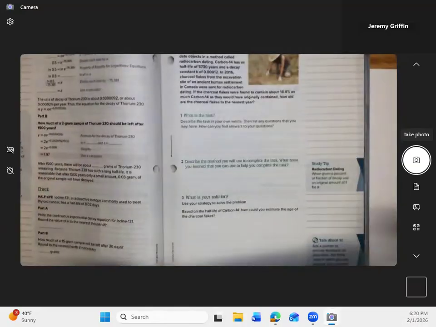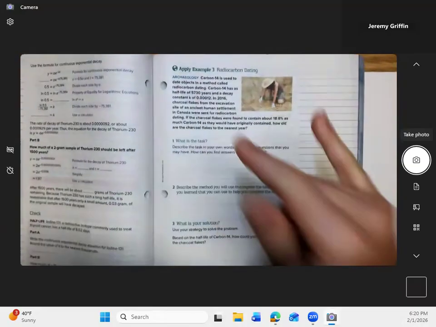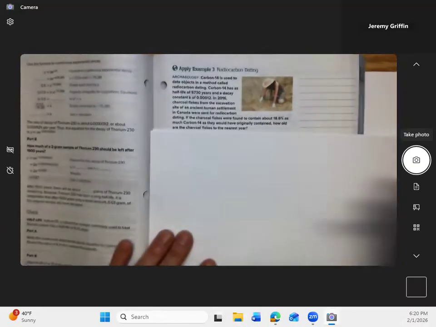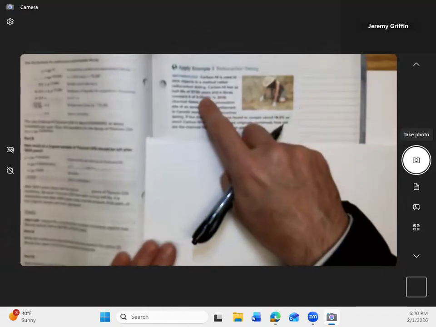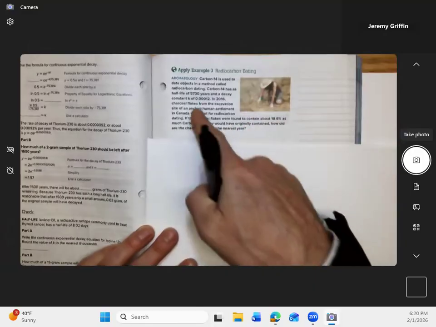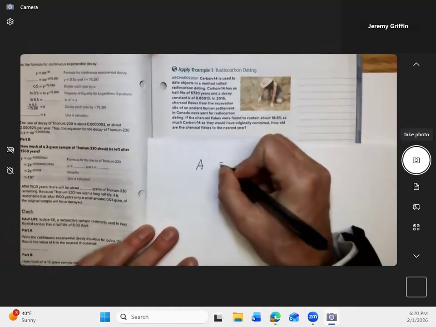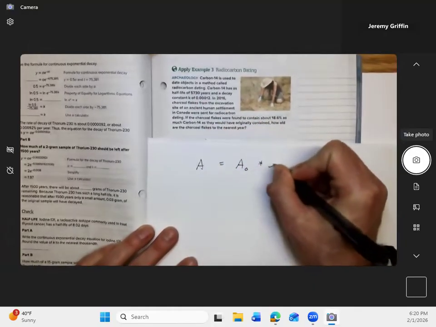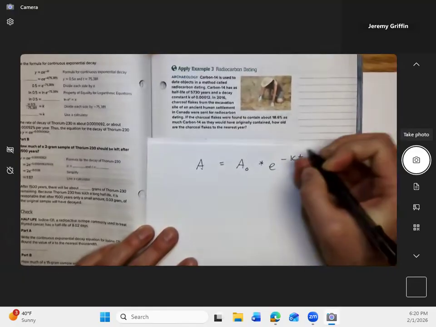Example 3. Oh, here we go. Radiocarbon dating. Right, so this is my classic example. Carbon-14 has a half-life. Oh, and you know what? They gave you the k right here. I'll show you guys where this k comes from. Let's get it ourselves. A equals A naught times e to the negative kt, which we'll be using.